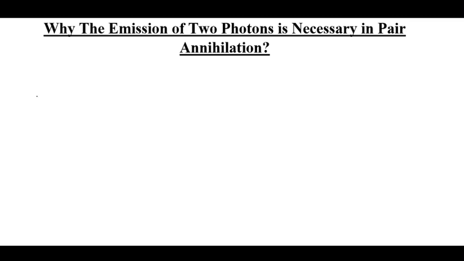In this video, I will discuss the answer to the question: why is the emission of two photons necessary in pair annihilation? Pair annihilation is a process in which a pair, that is an electron and a positron, interact with each other to annihilate each other and produce light. This is the process which is known as pair annihilation.